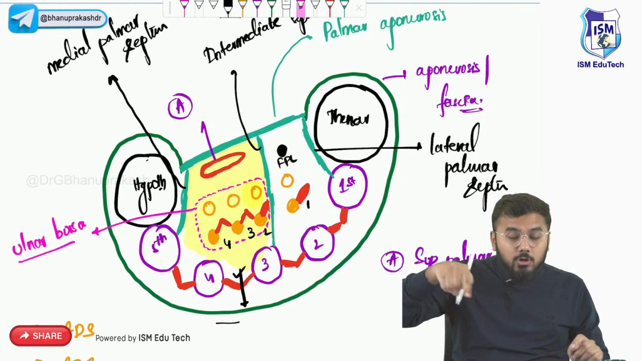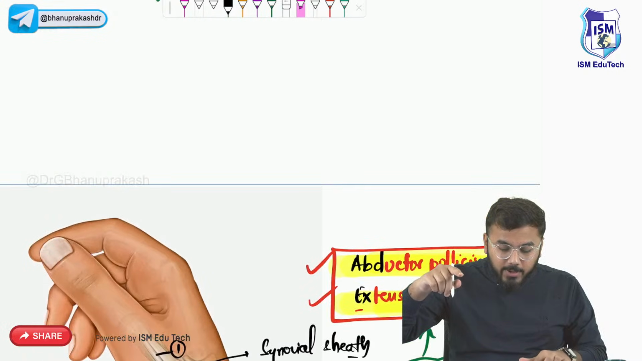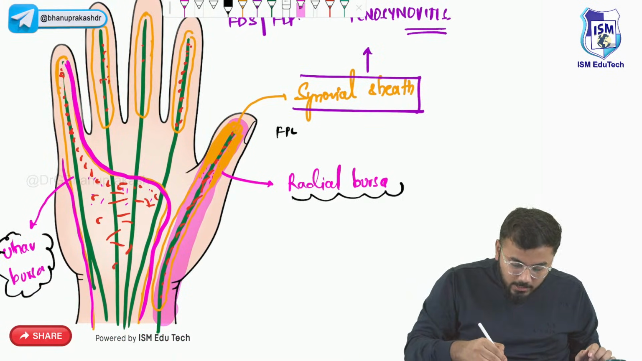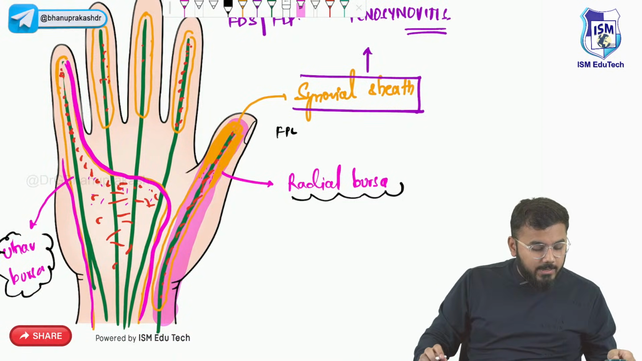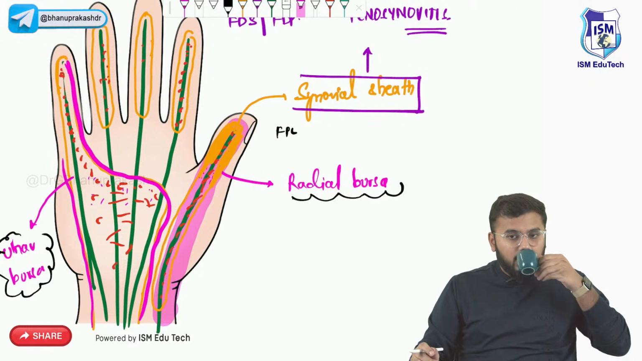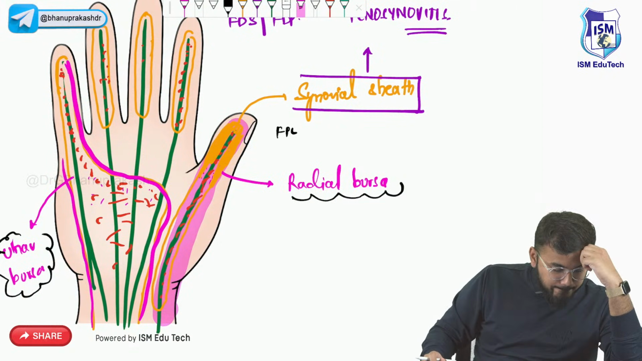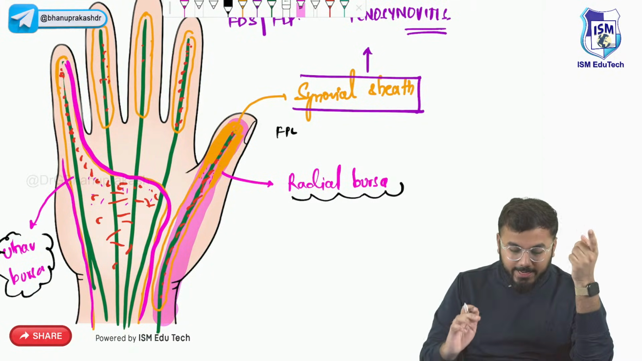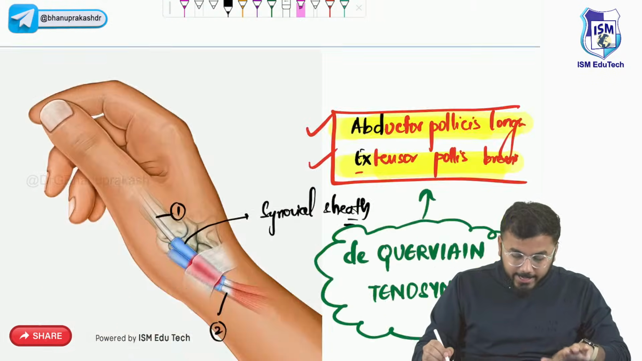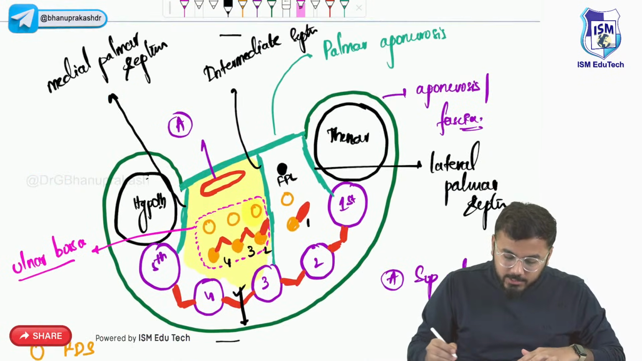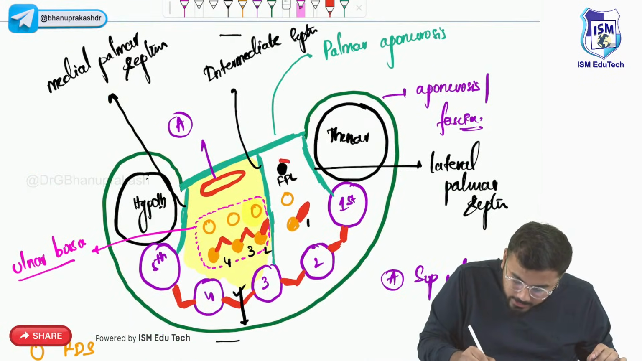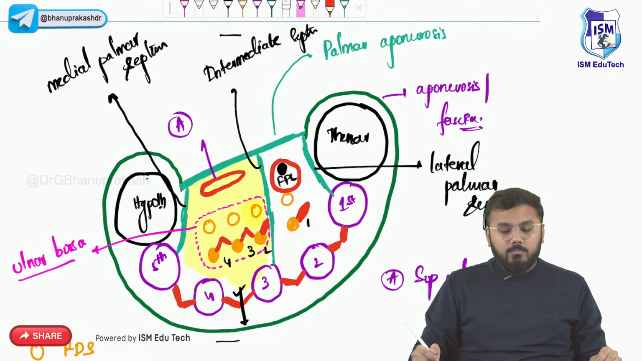And flexor pollicis longus is surrounded here by what bursa? Flexor pollicis longus is also surrounded here by bursa. What is that bursa? Tell me. Very good, Dr. Lipan. Radial bursa. It is surrounded by radial bursa. So what I will do in my picture is that I will also put a radial bursa surrounding this.